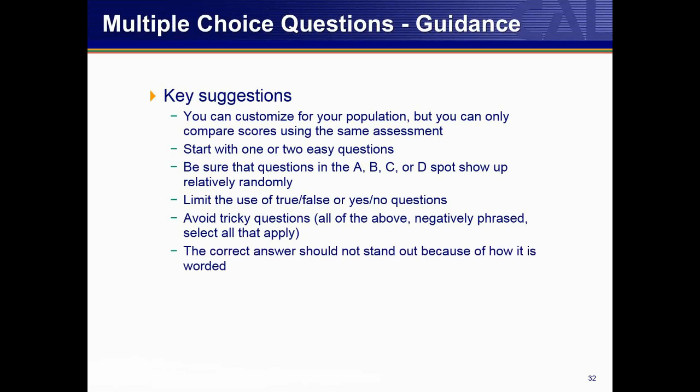The correct answer should not stand out because of how it is worded. For example, if it's longer or more specific than the other 3 choices. And finally, answer choices should be plausible. For example, if you're asking who will find you a job, Santa Claus is not plausible. The reason you don't want to use those sort of joke choices or implausible choices is that if you have 4 answer choices and 2 of them are clearly implausible, people are really just choosing between 2. And instead of only having a 25% chance of guessing correctly, they now have a 50% chance of guessing correctly, and it's not as good a question.